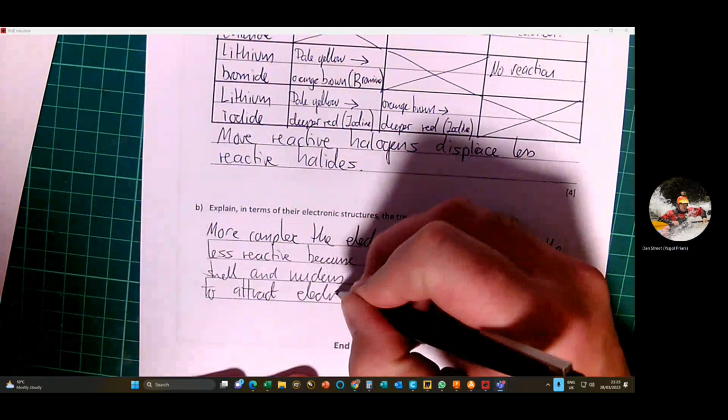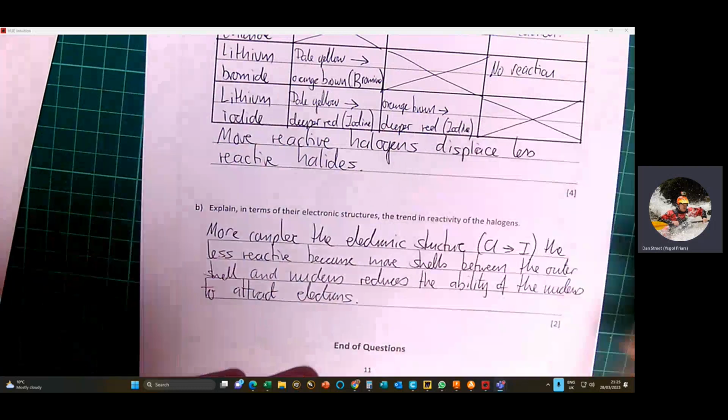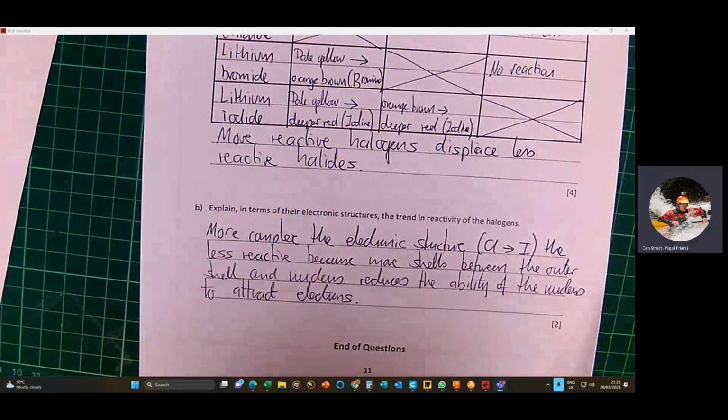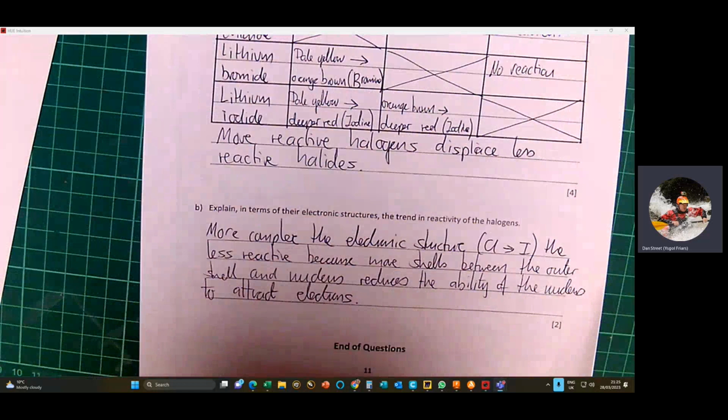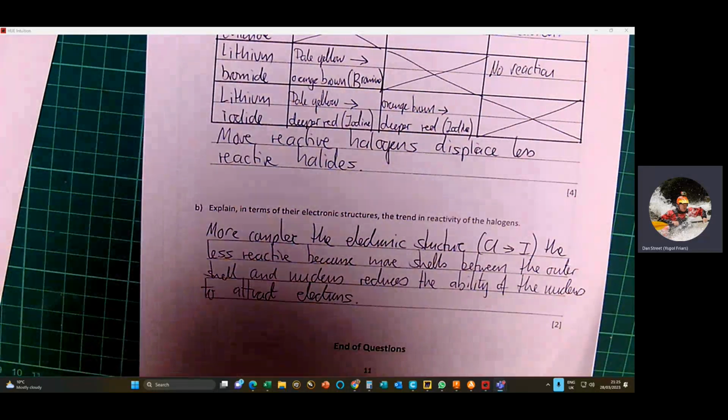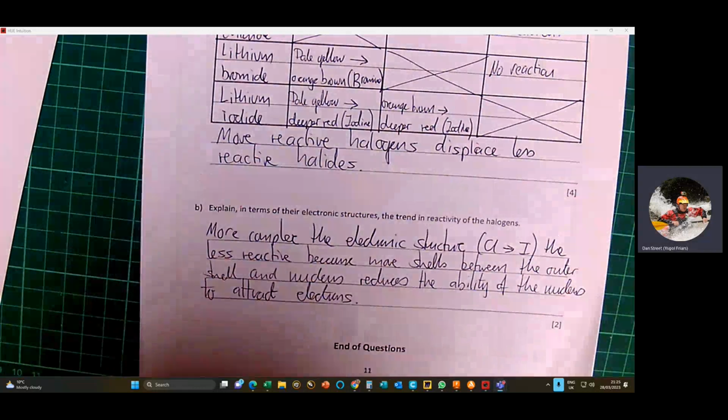electrons. Because when halogens react, they do so by gaining an extra electron to fill their outer shell, and the further away that outer shell is from the nucleus, then the more difficult that becomes. Okay, that's the end of question 7.